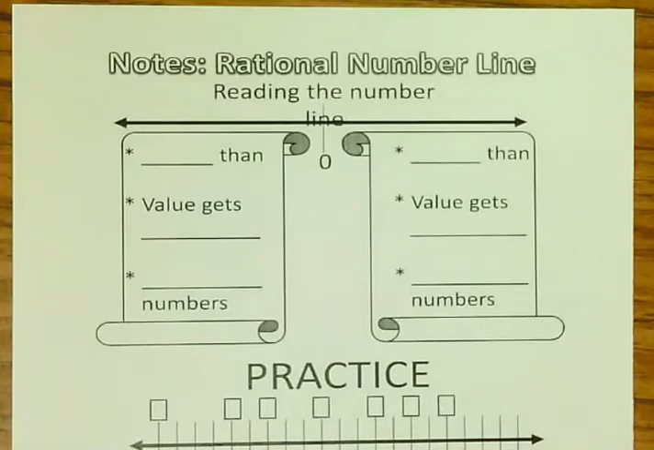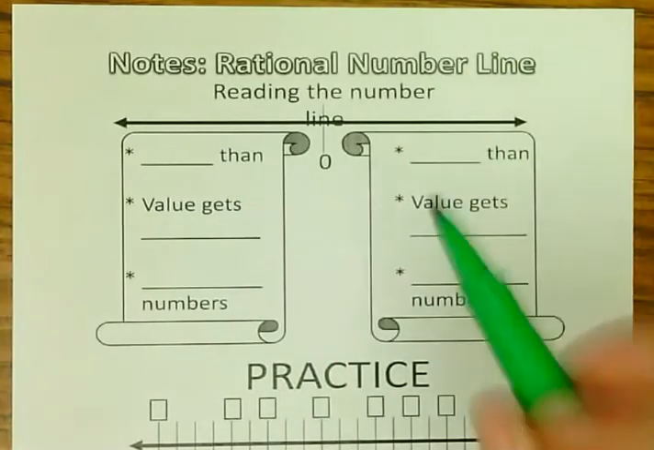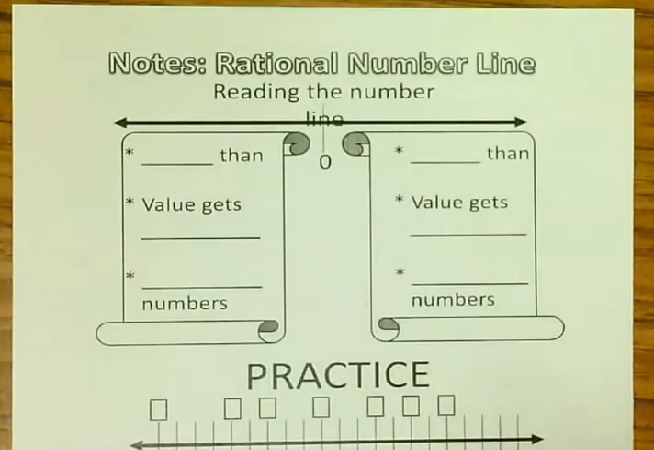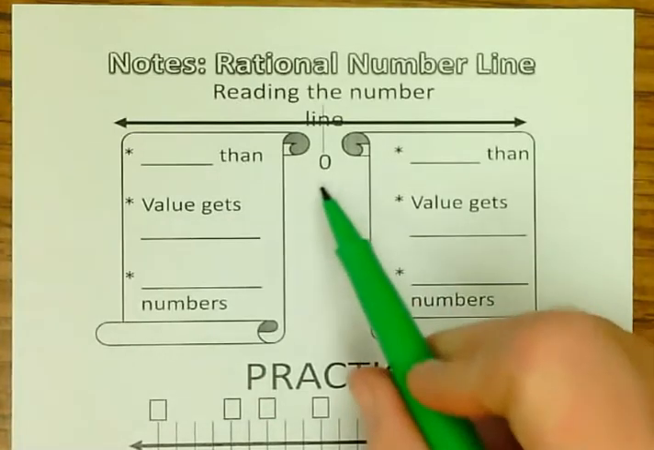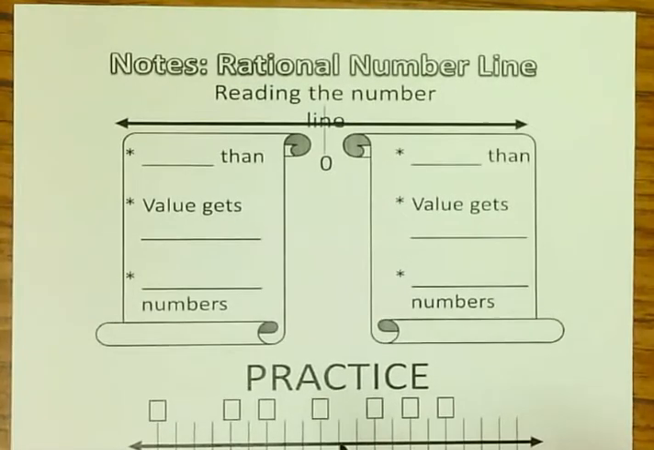We are looking at rational numbers put on a number line. Now remember that rational numbers are all positive and negative numbers and zero. And I have to say and zero because zero is not positive or negative. It's just zero. All right?